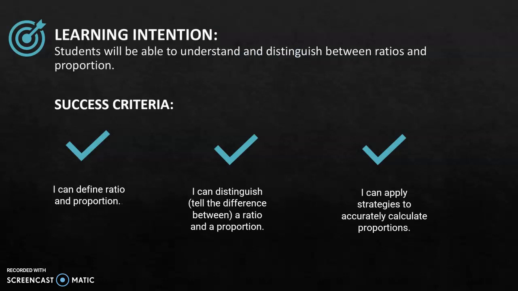Always starting off with our learning intentions, so you'll be able to understand and distinguish between ratios and proportion by the end of this lesson. Firstly, you need to be able to define ratio and proportion. You need to be able to tell the difference or distinguish between a ratio and a proportion, and you're going to apply strategies to accurately calculate proportions.